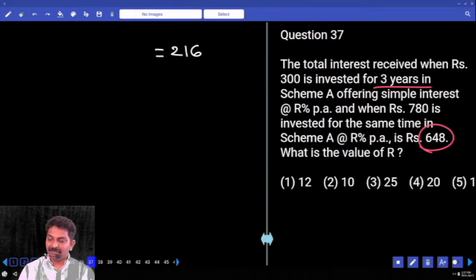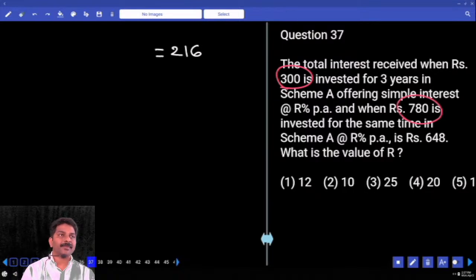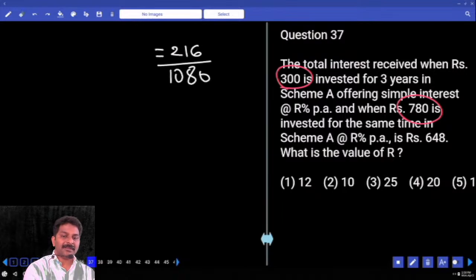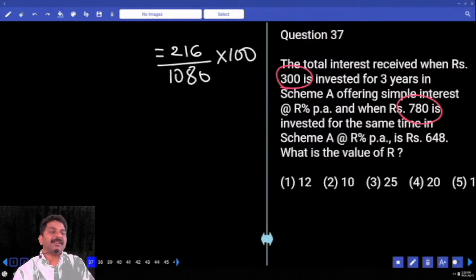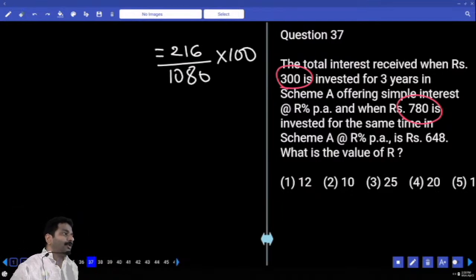Correct. First scheme, what is the principal? Second scheme, what is the principal? Total. So 216 is interest obtained from 1080 rupees only. Rate of interest into 100. What is 10% of the denominator? The numerator is exactly double. So 10% doubled, 20%. Answer. Followed?